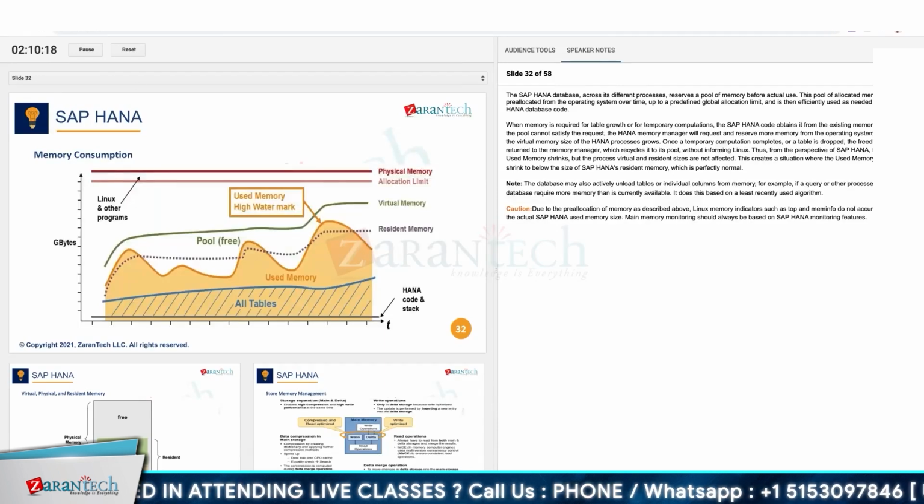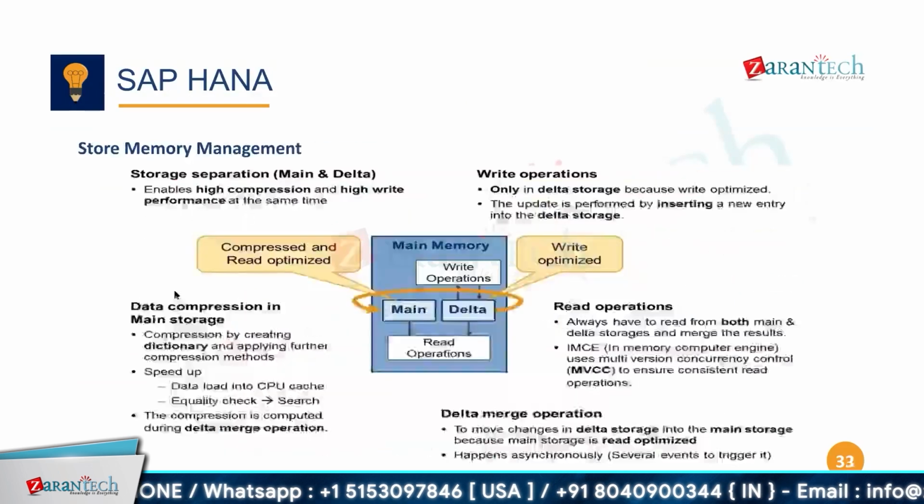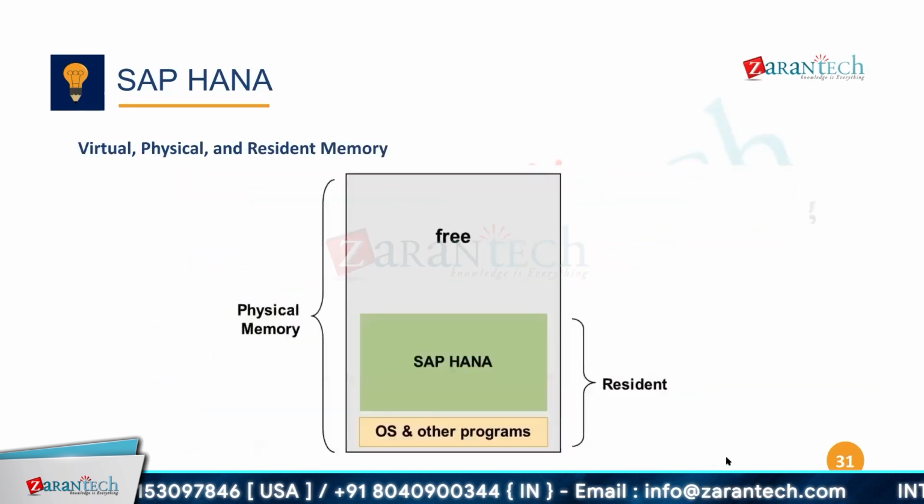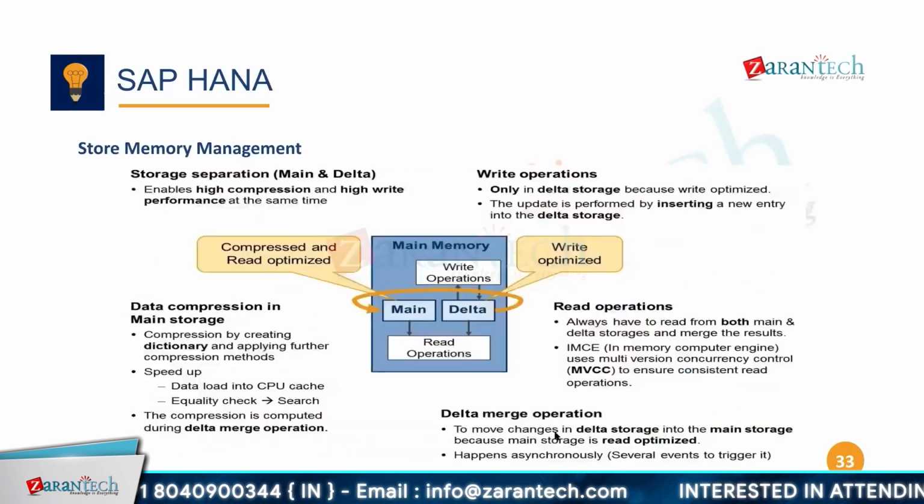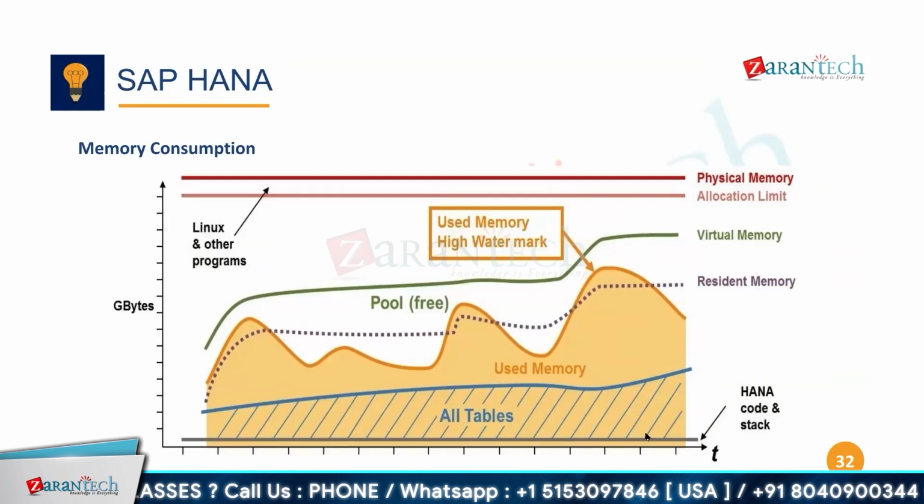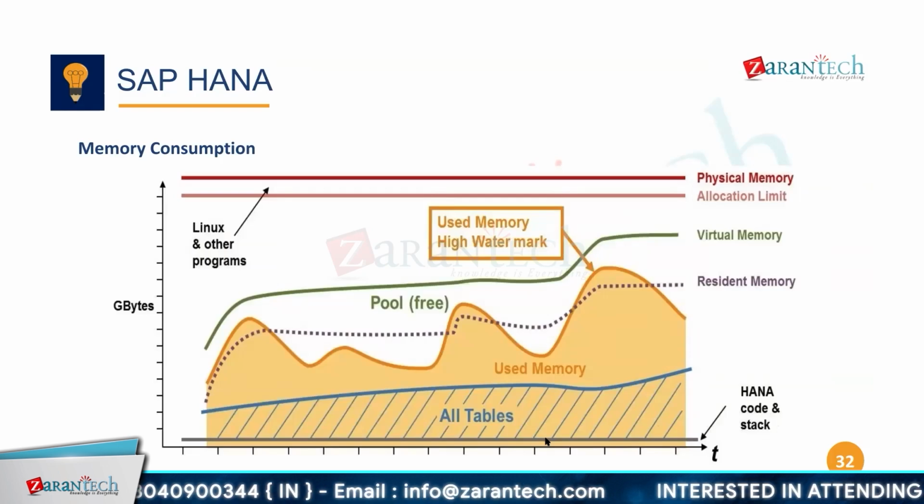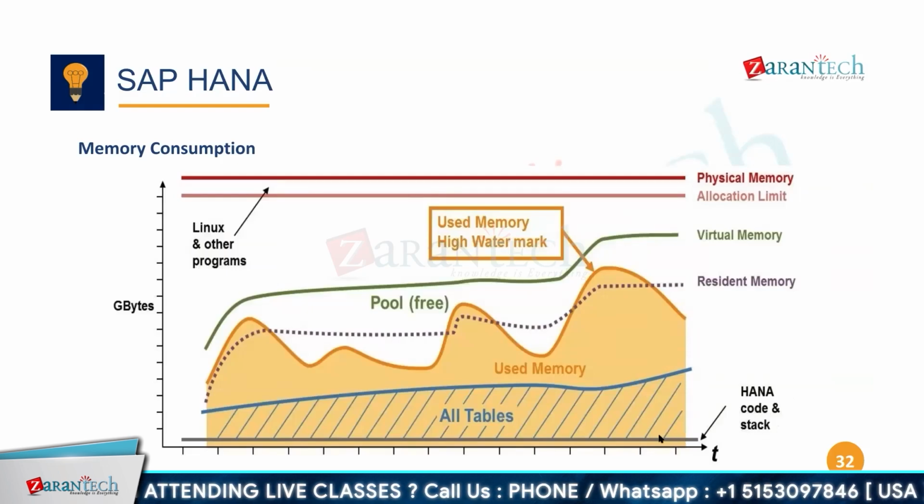Let's take this slide. In the y-axis, you have the gigabytes of memory. In the x-axis, you have the usage of the memory over time. At the bottom, you see HANA code and stack. For the HANA code and stack to run, it needs minimum RAM. When we say memory, guys, keep in mind it is RAM. We are not talking about disk size. Wherever there is the term memory, we are talking about RAM. To run just the HANA software, it needs some basic memory, let's say 1 GB.